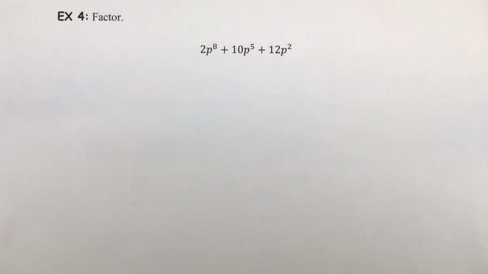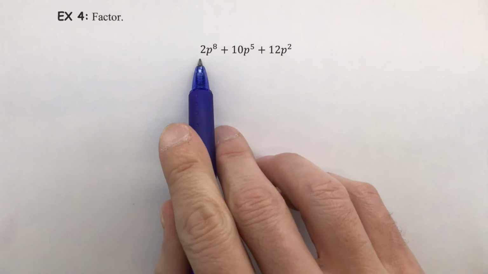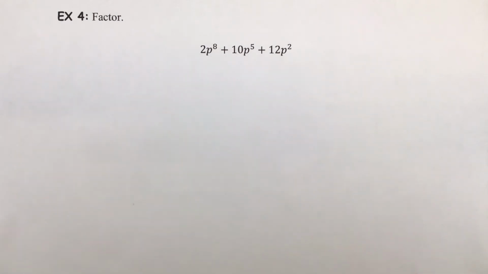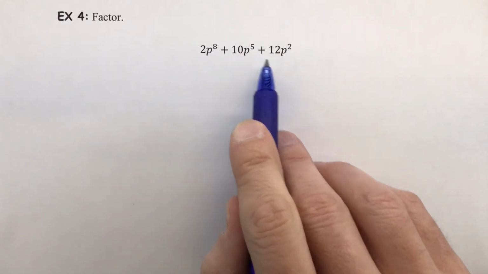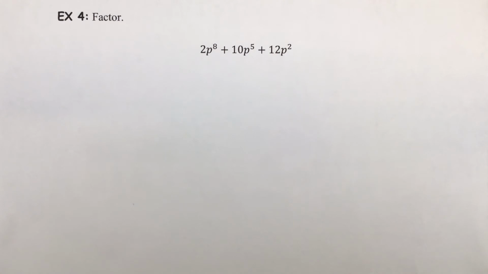Example 4, take a look at what we got here. We got 2p to the 8th power. You've got p to the 5th and a p squared. Okay, now we're going to use a similar technique as we did in 3. We're going to treat it like a quadratic. But you might look at this right now and say, I'm not really sure how we're going to do that.